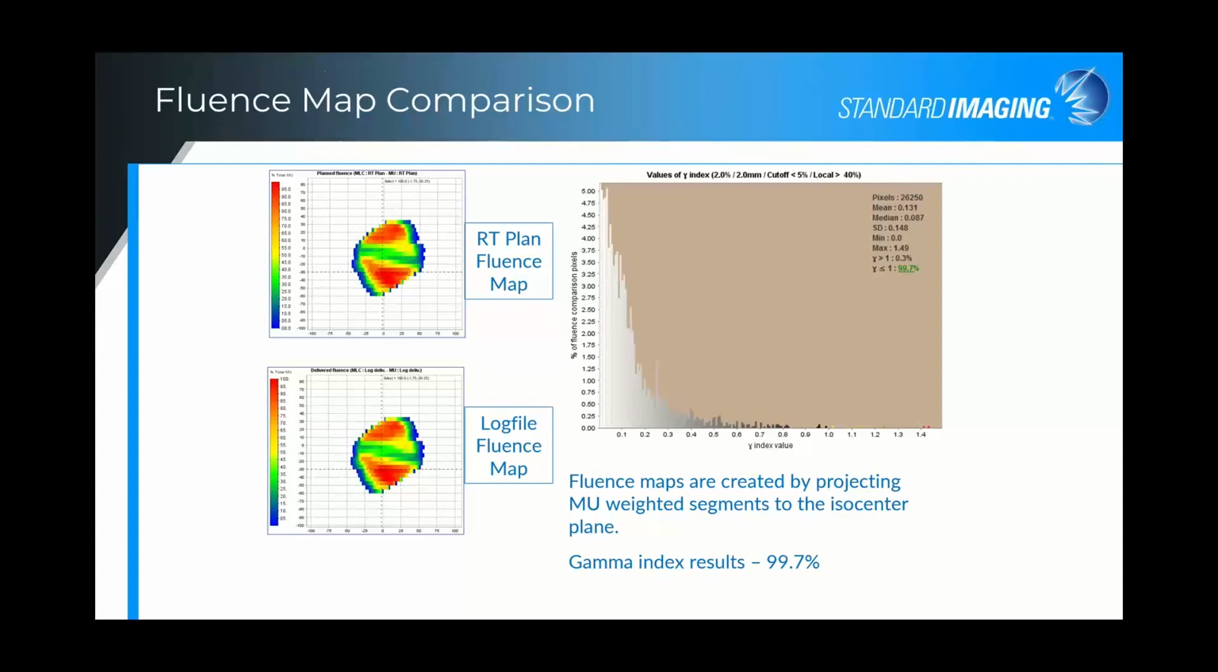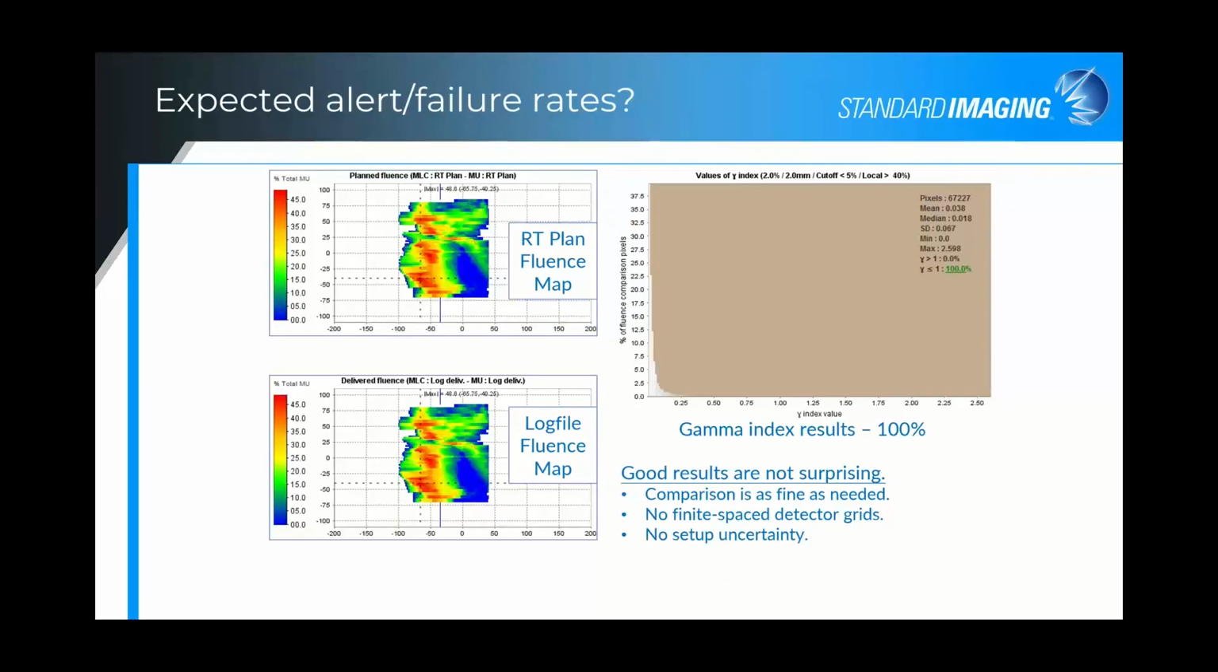You go and review, and you can see within the software, these are some screenshots: the Archie Plan Fluence Map, the Log File Fluence Map. You can go in and look at your gamma pass rate histogram. This one is a 99.7% pass rate at 2% 2 millimeter with a cutoff of 5%. The fluence maps are created by projecting MU-weighted segments to the isocenter plane. And since the values did not exceed thresholds for alerts, no action is required for this session.